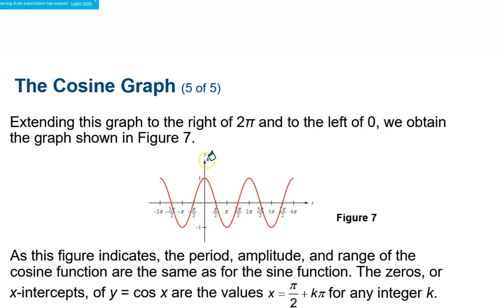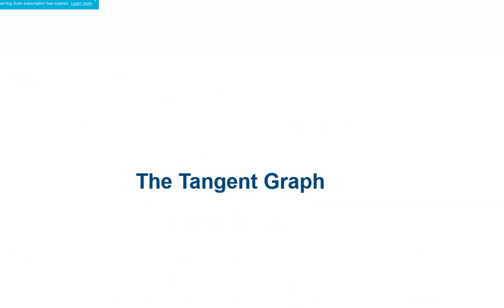Extending the graph from 0 to pi, one more period to the right and one more period to the left, we can see that this figure indicates the period, amplitude, and range of the cosine function are the same as for the sine function. The zeros, or x-intercepts, of y equals cosine x are the values that are pi/2 plus k pi for any integer k, just the same as in the sine function.